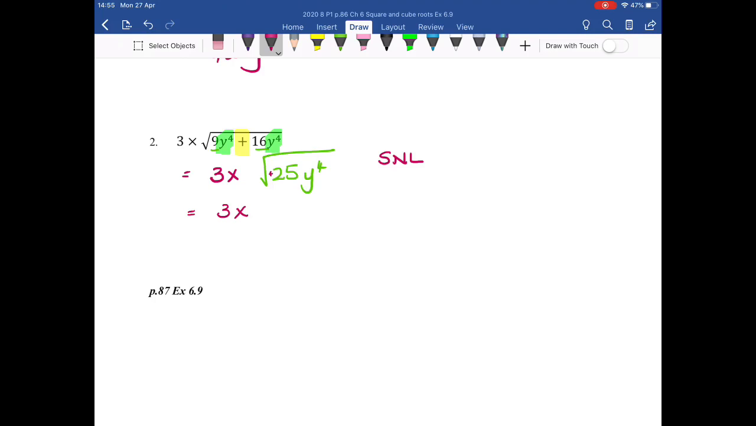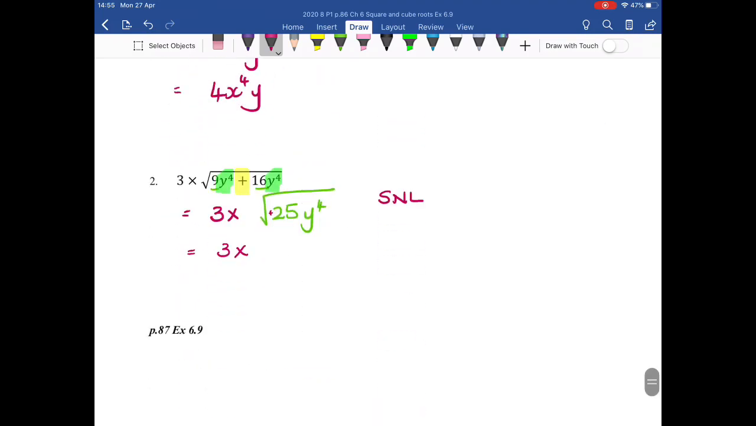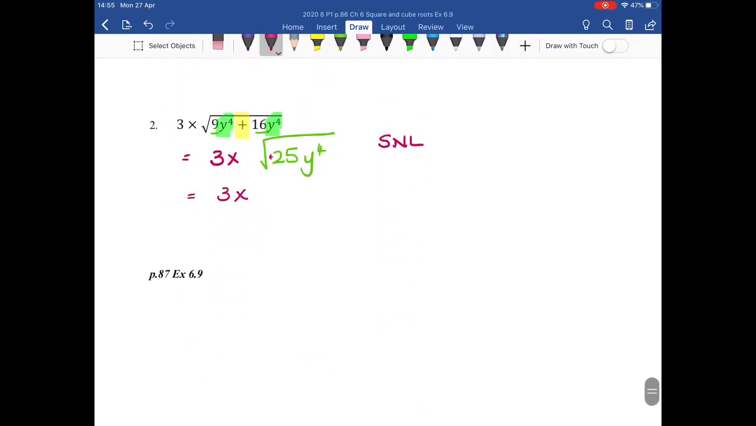There's a positive here, so my answer will be positive. The square root of 25 will be 5. Y, I'm going to say 4 divided by 2, because this is a square root, y squared. Now I still have one term, so I must still do signs, numbers, letters. A positive times a positive is positive. 3 times 5 is 15, and y squared.